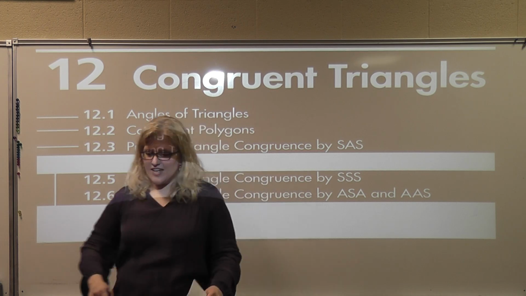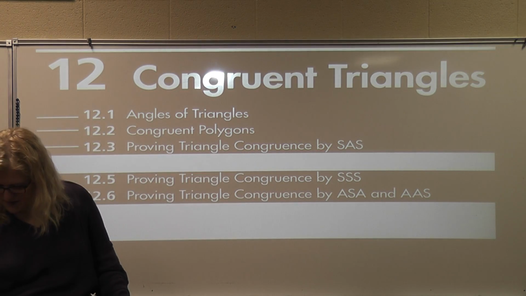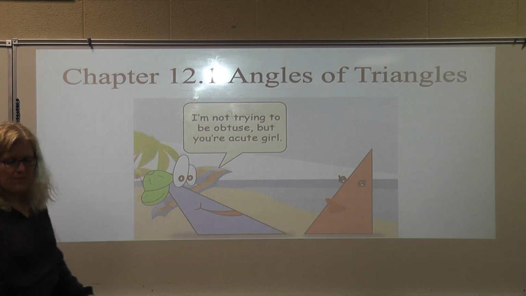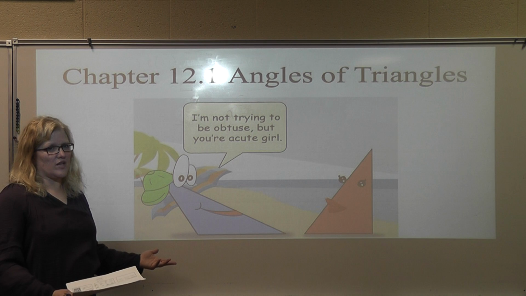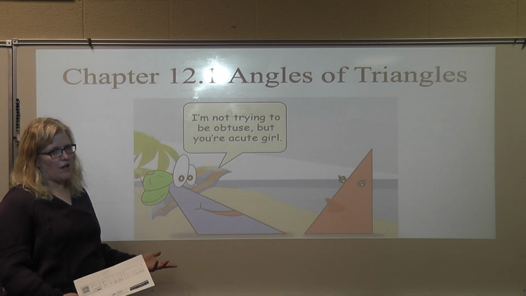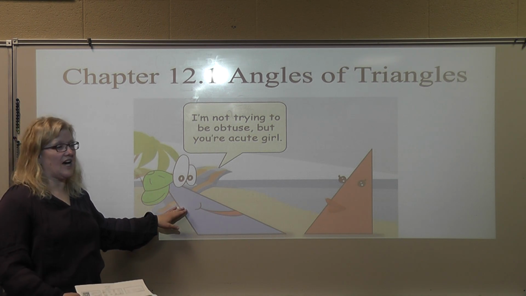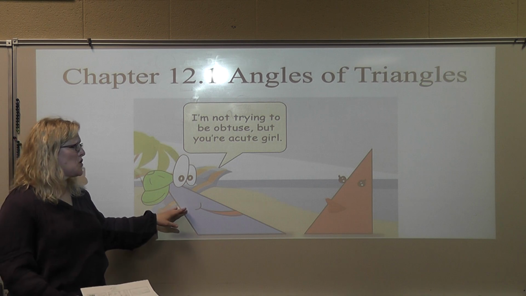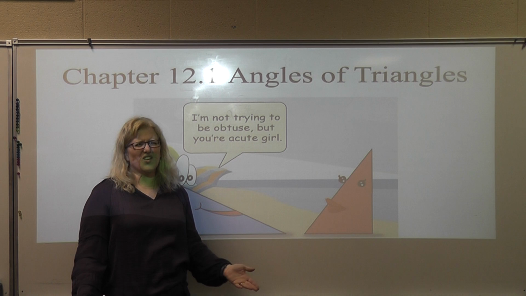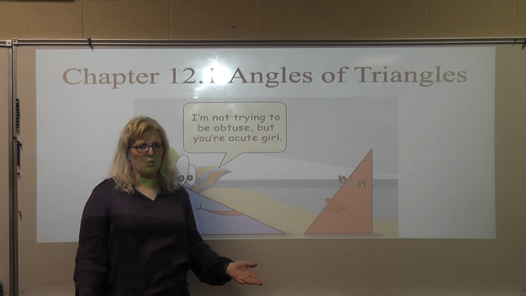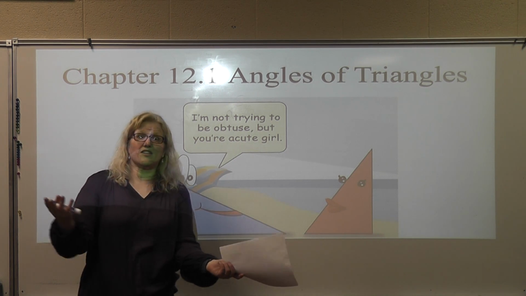So, okay, 12.1, angles of triangles. And this is a really dumb joke, but maybe it'll help you remember. This obtuse guy is like, I'm not trying to be obtuse, but you're a cute girl. You guys know what obtuse and acute mean, I hope. If you don't, then this will make sense in a few minutes.